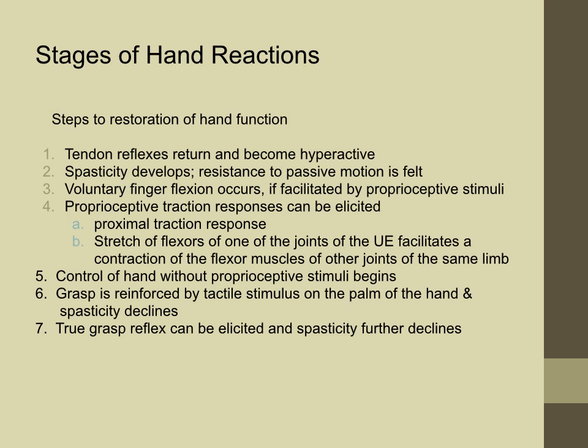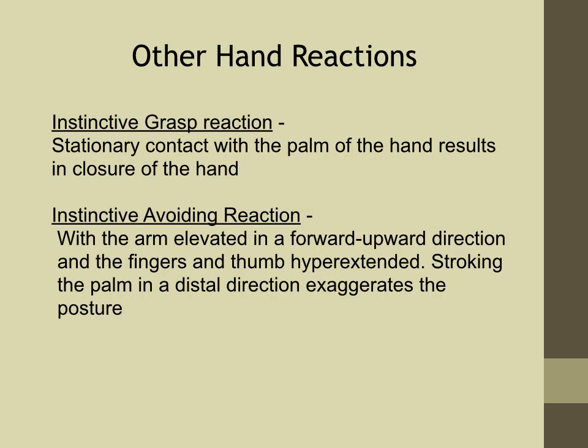Number 6: grasp is reinforced by tactile stimulus on the palm of the hand and spasticity declines. And then again, true grasp reflex can be elicited and spasticity further declines. Other hand reactions include the instinctive grasp reaction, in which a stationary contact with the palm of the hand will result in closure of the hand, and an instinctive avoiding reaction, in which the arm is elevated in an upward direction and the fingers and the thumb are hyperextended. Stroking the palm in a distal direction exaggerates the posture.